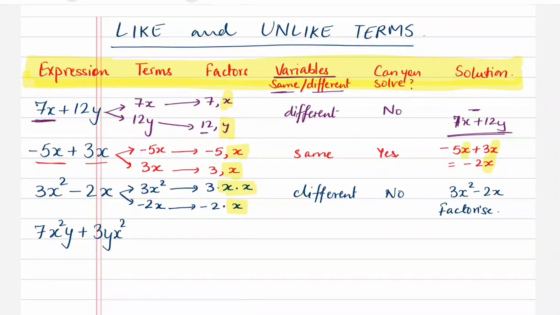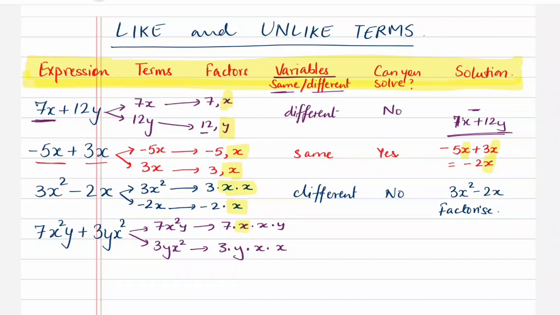Next one, the last one here, is 7x squared y plus 3yx squared. So here the terms are 7x squared y and 3yx squared. Now when we separate, it becomes 7 times x times x times y. This one is 3 times y times x times x. All right. Now, are they different or are they the same?